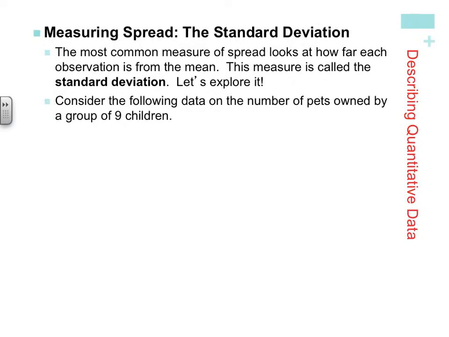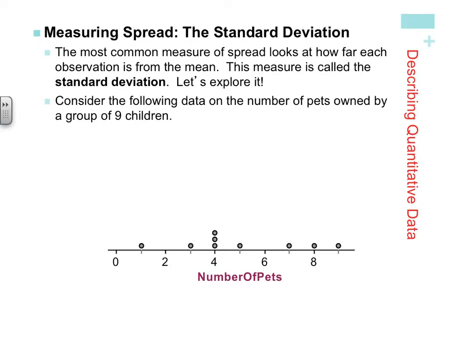So let's take a look. The standard deviation measures your spread by looking at how far your observations are from their mean. So it's a distance. Standard deviation is a distance from the mean of the data. Okay, so let's take a look at how we would find this. It's a long process. We generally do not do it by hand, and I shouldn't even say generally. I should say we'll never do it by hand. However, let's take a look at how it would be done.